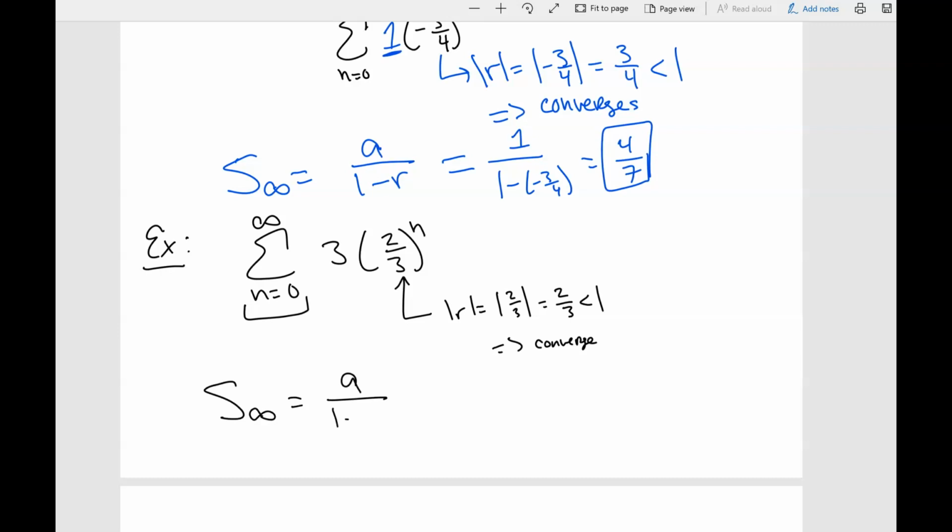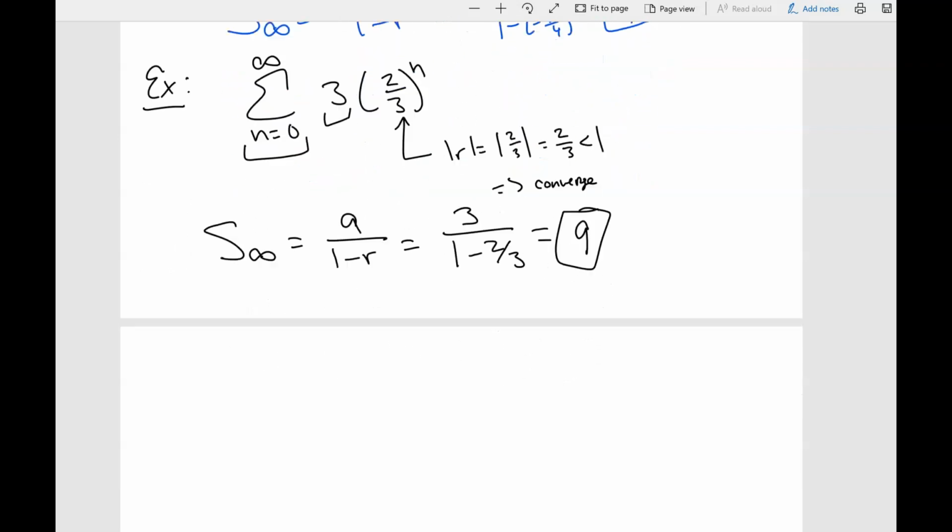So then we do S sub infinity to find the sum. Our a value in this case is not going to be that invisible one. It's going to be this 3 divided by 1 minus 2/3. So I'm going to put that in my calculator. So 3 over 1 minus 2/3. And what I'm going to get is 9. And now let's finally do one more problem.